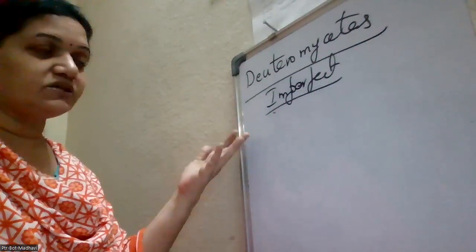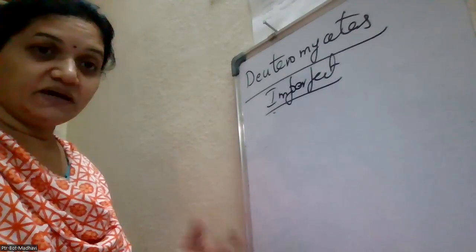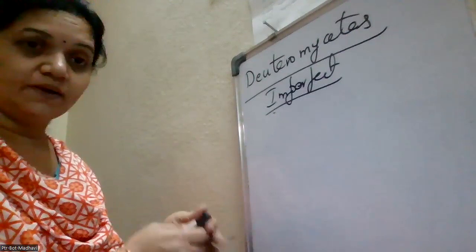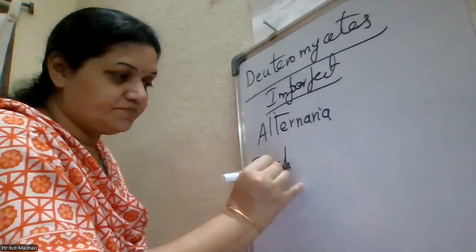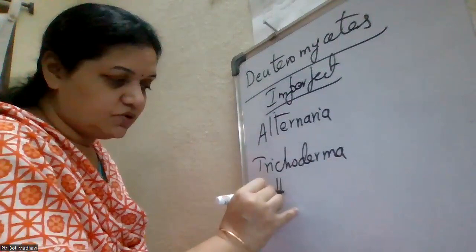And in this imperfect fungi, we have three main examples. One is Alternaria, and the Trichoderma, and the next one is the Colletotrichum.